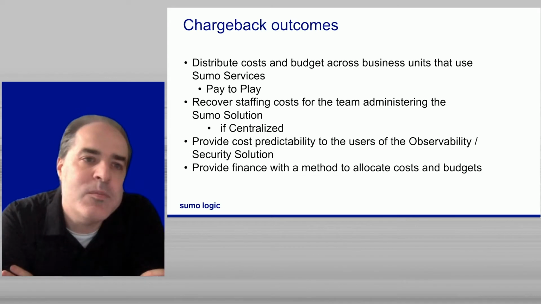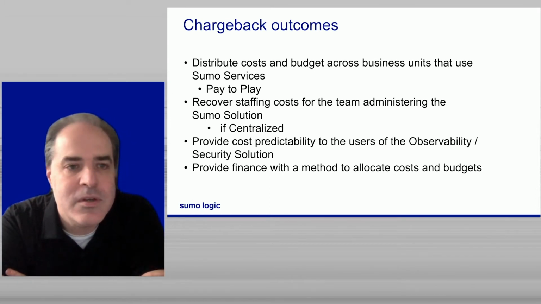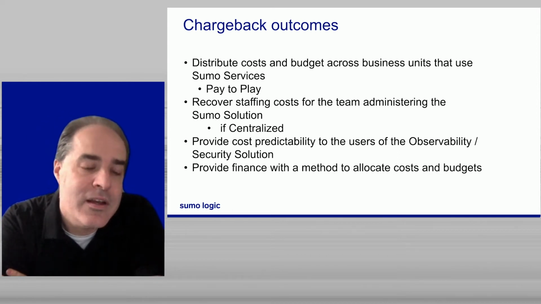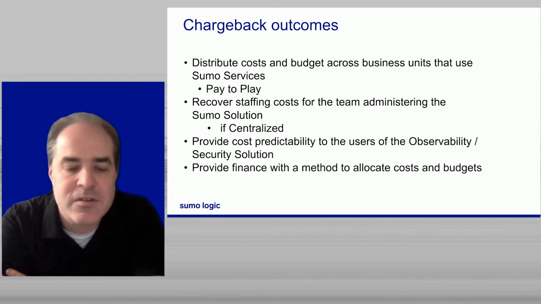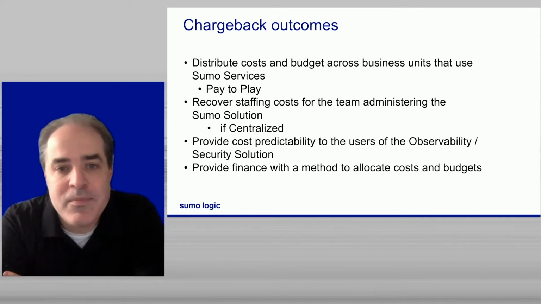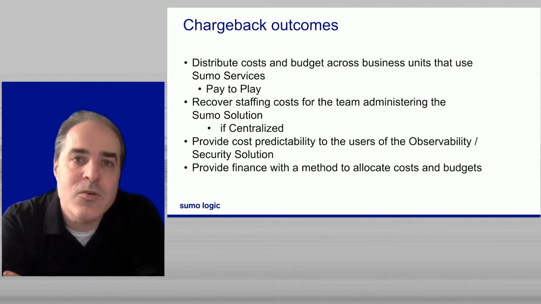So really, the outcomes we're looking for as we go through this: how do I distribute costs and budgets across business units that use Sumo services? Really pay to play. And that's how SaaS should work. A SaaS application should be you pay for what you use. Recover staffing costs for the team administering Sumo Logic if it is centralized. If you have a centralized team that's managing Sumo for other users, provisioning users and setting up the collectors, teams should have to pay for that. They should have to recoup some of those costs back to you. And you want to provide cost predictability to the users of the observability and security solution. They need to understand when they consume, what does it cost?